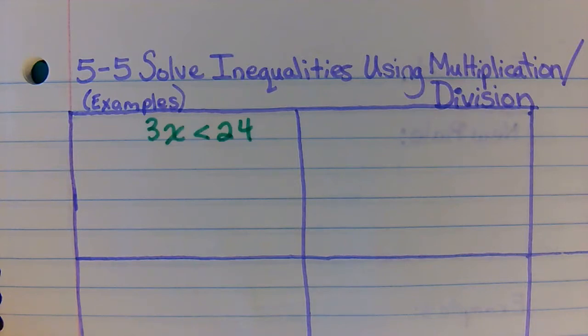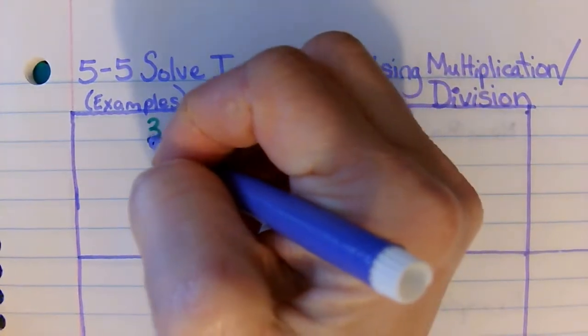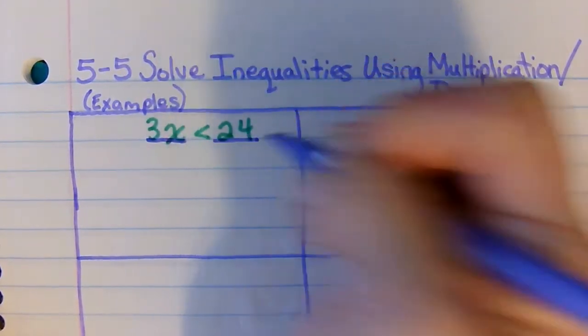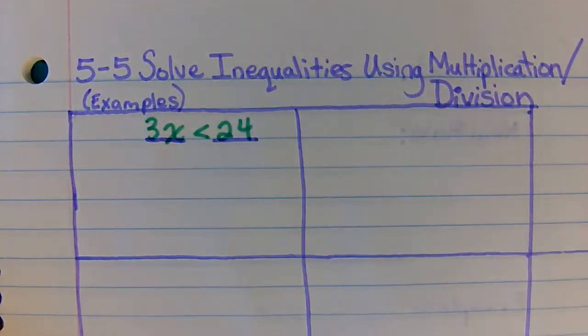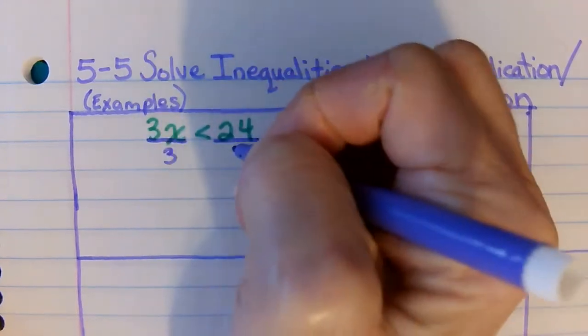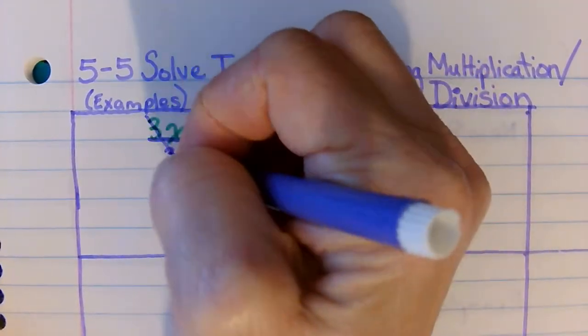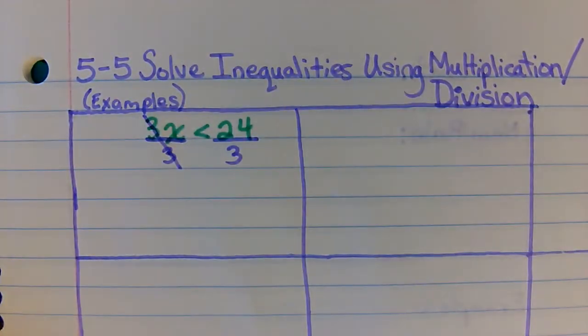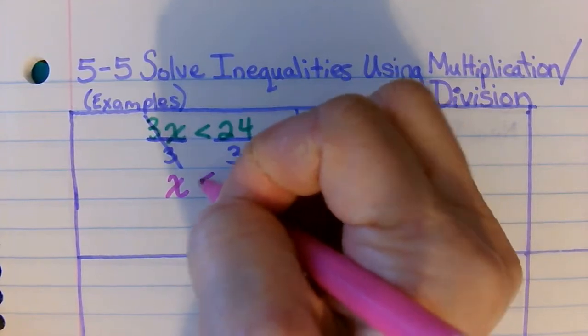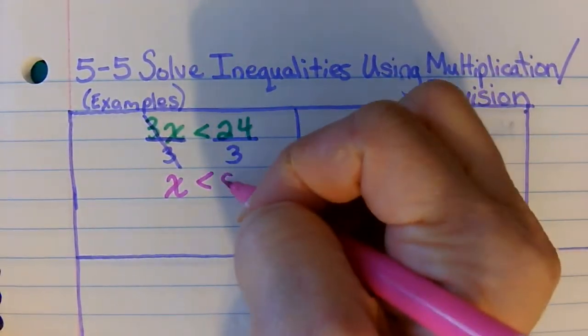In order to solve this, it's a one-step inequality, and that is just like solving a one-step equation with multiplication or division. So we're going to start by putting a fraction bar under both sides. And since you want x by itself, you will divide by 3. And these cancel out on this side because 3 divided by 3 is 1. And you don't write the 1, you just write x. And that is less than 24 divided by 3, which is 8.